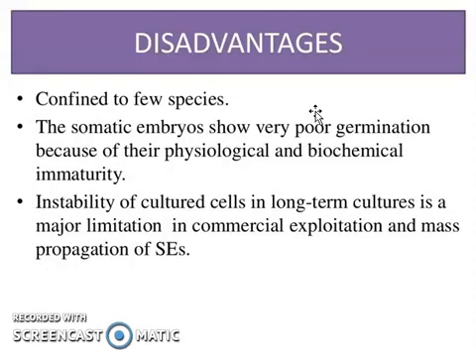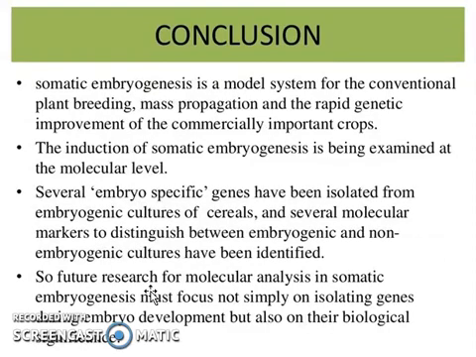What are the disadvantages? First disadvantage is that it is confined to few species. The somatic embryos show very poor germination because of their physiological and biochemical immaturity. Next, instability of cultured cells in long-term cultures is a major limitation in commercial exploitation and mass propagation of somatic embryos. Next is conclusion. Somatic embryogenesis is a model system for conventional plant breeding, mass propagation, and the rapid genetic improvement of commercially important crops.